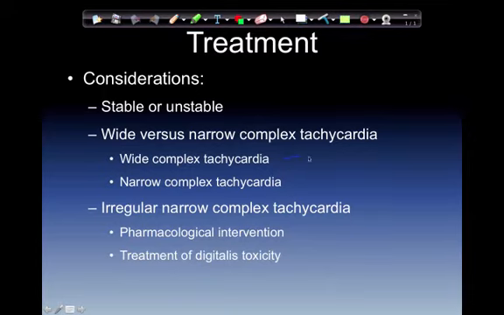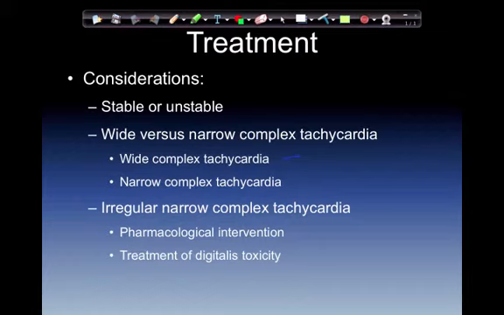In wide complex tachycardia, we use antidysrhythmics or medications at the point that the patient is stable. If they are unstable, we're going to synchronize cardiovert them. Same way with narrow complex tachycardia. If they are in a stable rhythm, that means blood pressure, a key assessment tool on that, we are going to give antidysrhythmics. If they are in an unstable rhythm, we're going to synchronize cardiovert them.